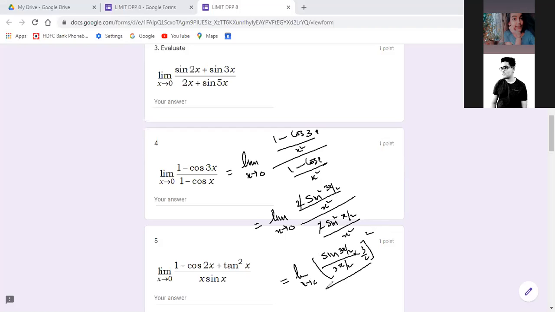Here it will be the same: sin x by 2 upon x by 2, into 1 by 2, the whole square. So your answer will be 9 by 4 divided by 1 by 4, which cancels. 9 is the answer.